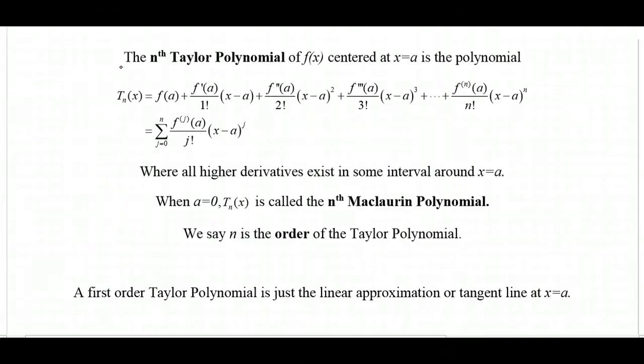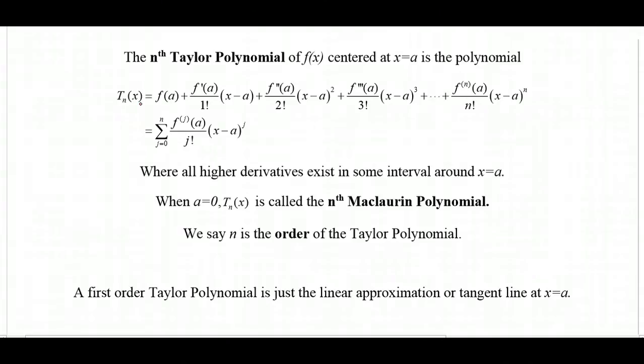Okay, so now let's formalize what we just did. In general, we found the nth Taylor polynomial of f of x centered at x equals a. So the f of x in the previous discussion was the sine function, and the center was at x equals 0. But we can generalize this. We can find the nth Taylor polynomial for any function f of x centered at any particular value by using this formula.